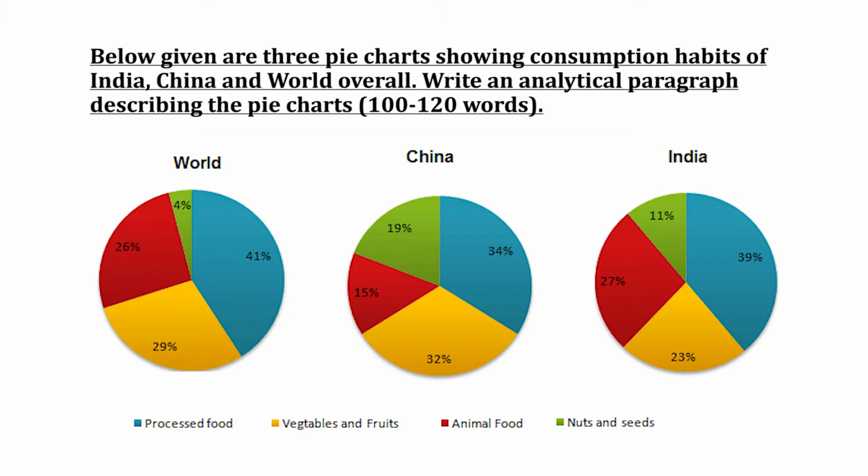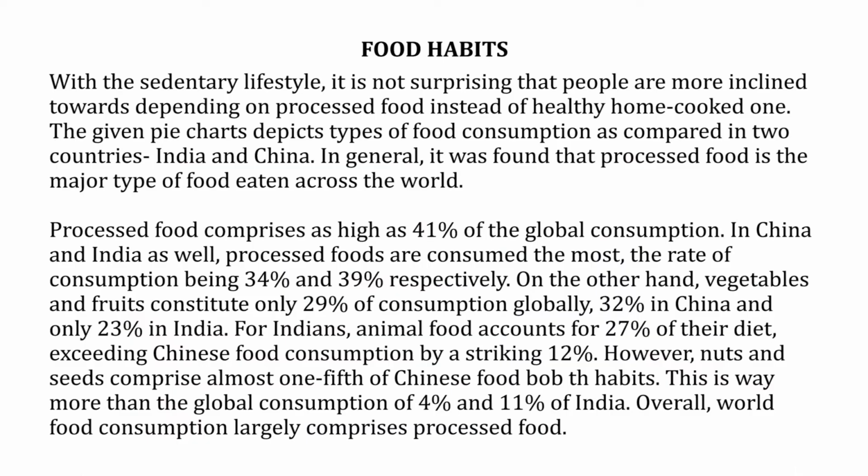If you go through the pie charts, children, you will notice that the percentage of processed food in the world is 41%, in China it is 34%, and in India it is 39%. Then comes vegetables and fruits, which is 29% in the world, 32% in China and 23% in India. The others are also explained there likewise. Let us now move on to how we will write this analytical paragraph.